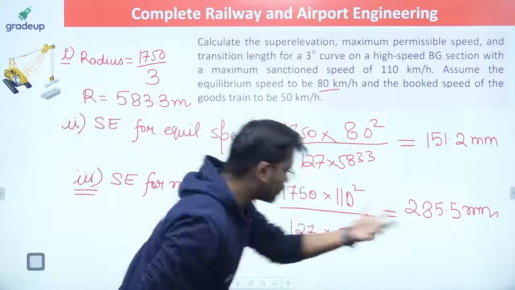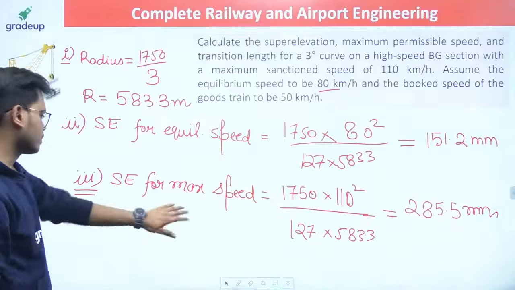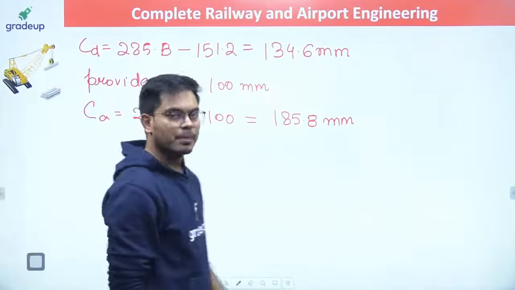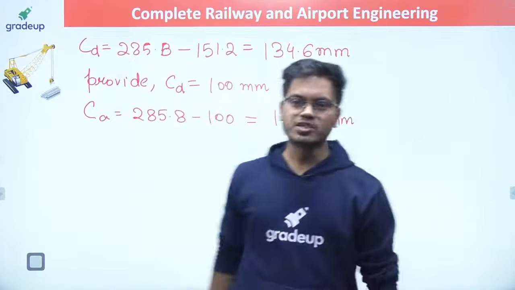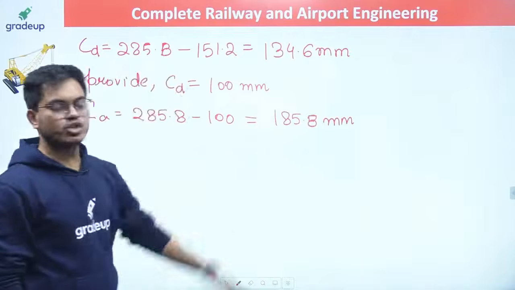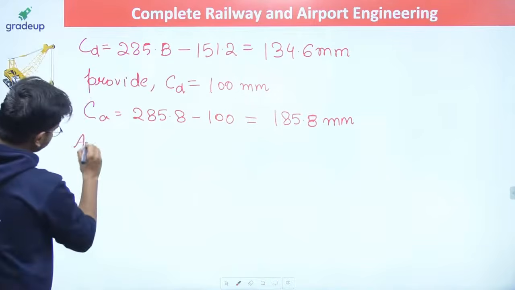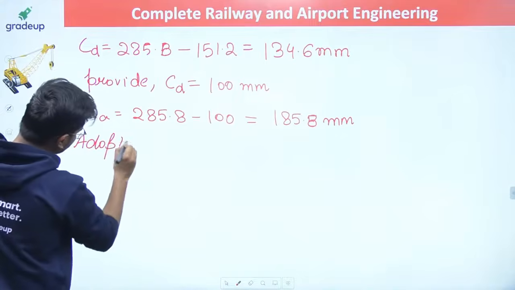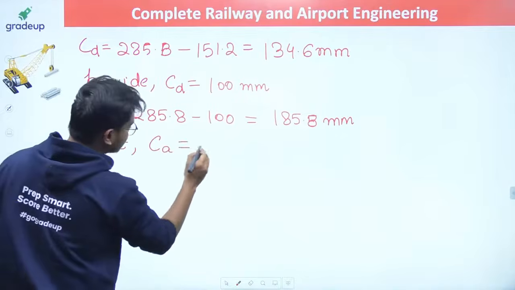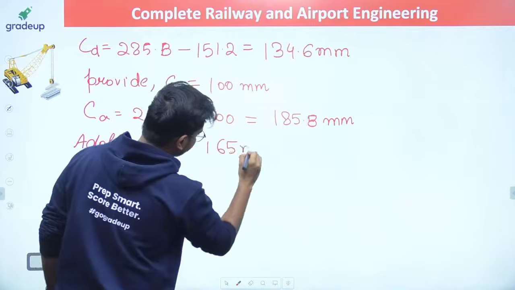And this is the value which I required for my maximum speed super elevation. But the problem is I cannot provide this because it is 185. It should be 165 for the limit. So I will adopt the actual CANT as 165 mm.